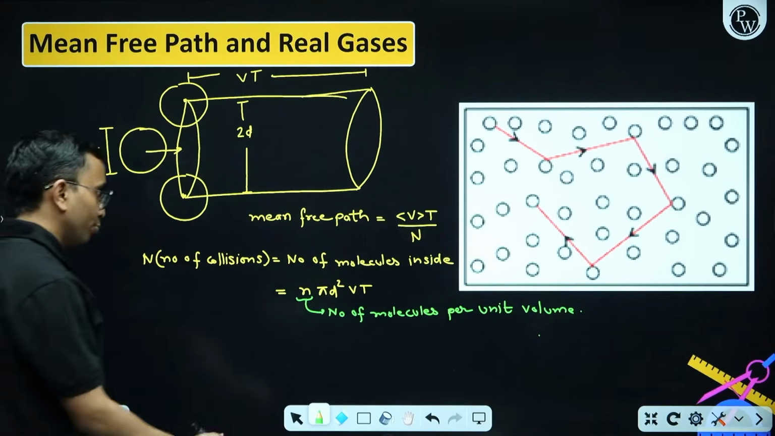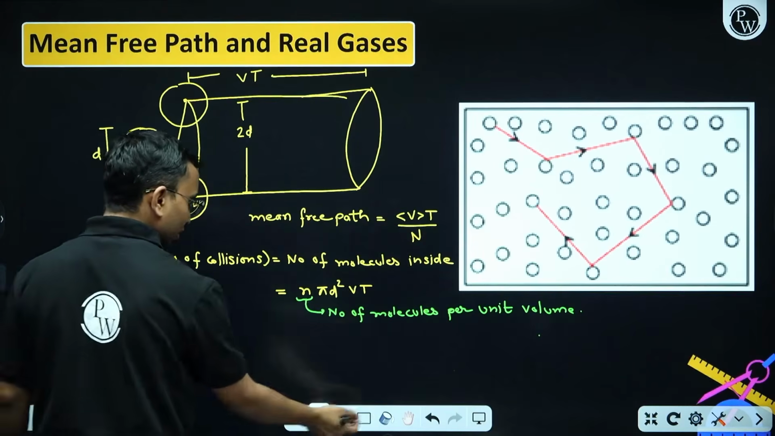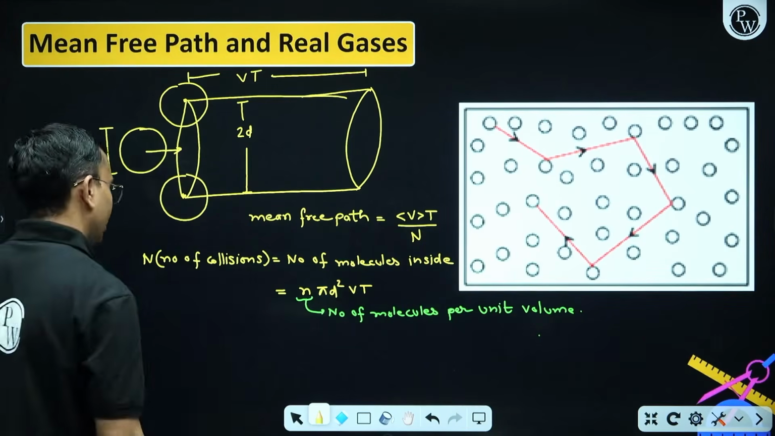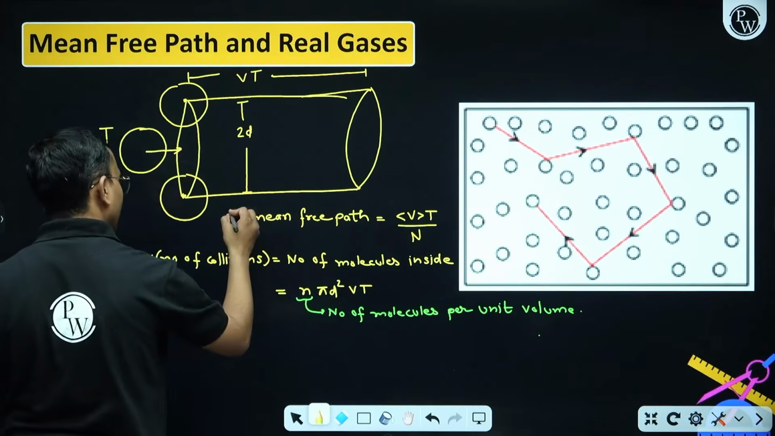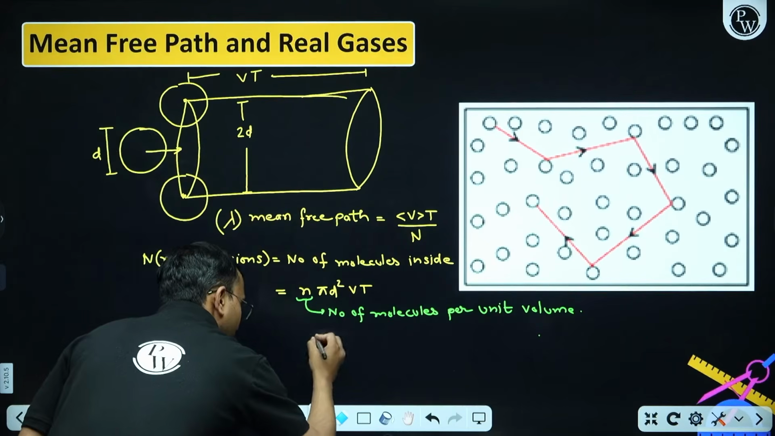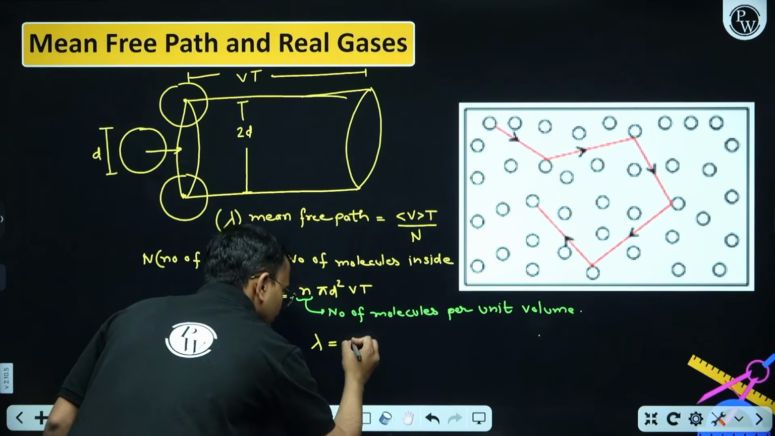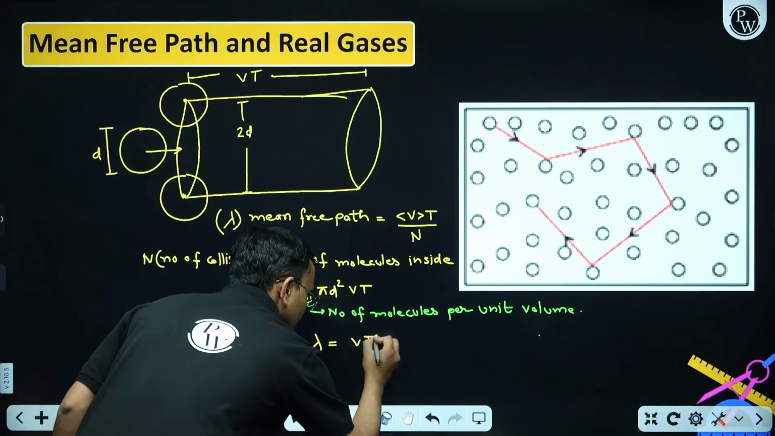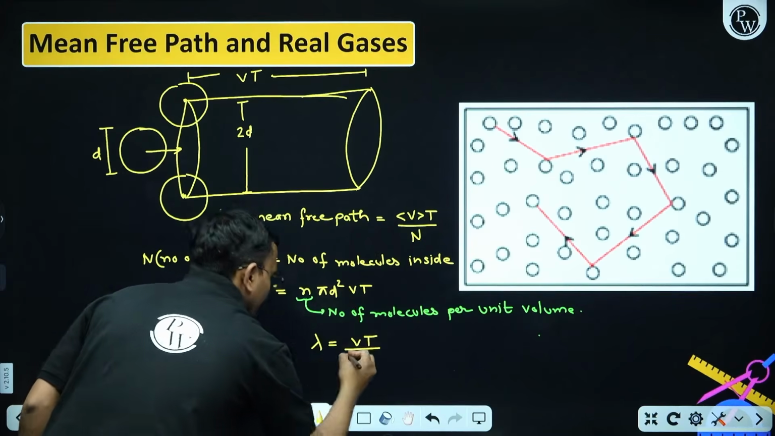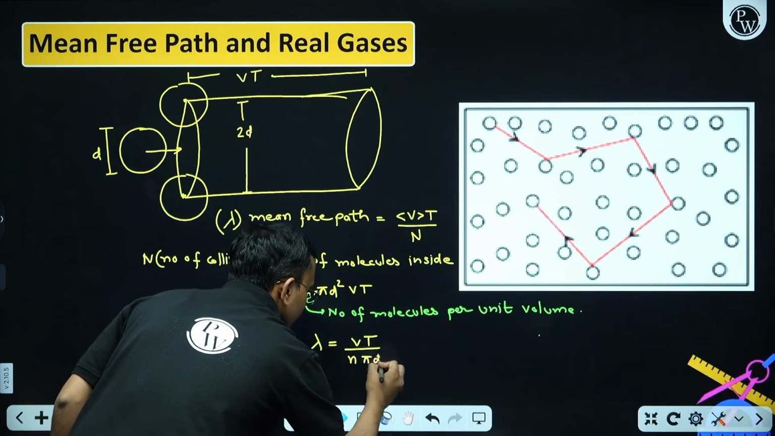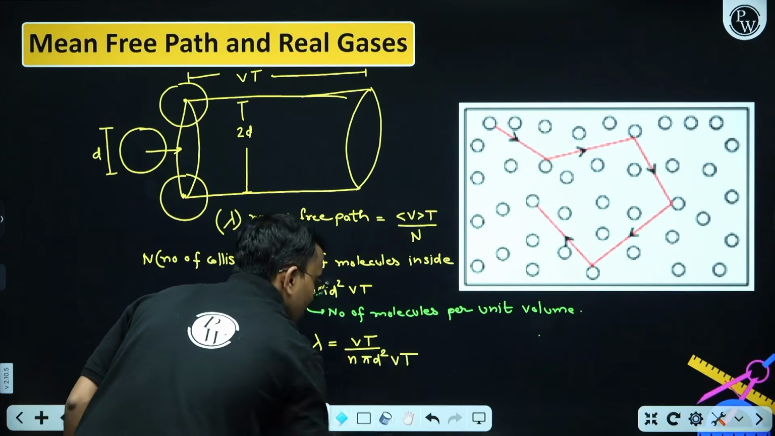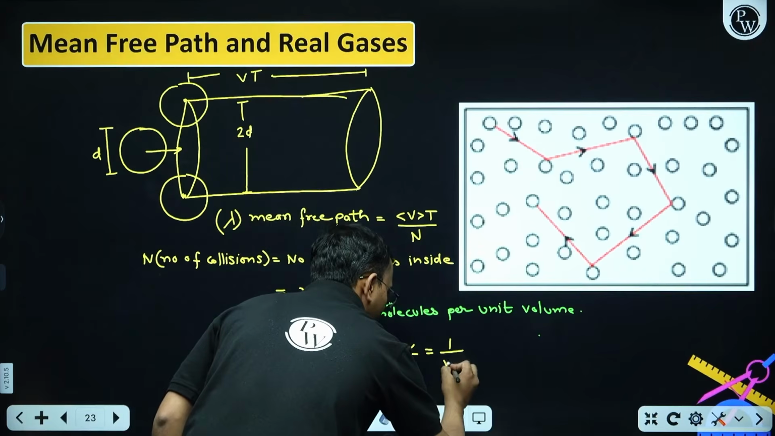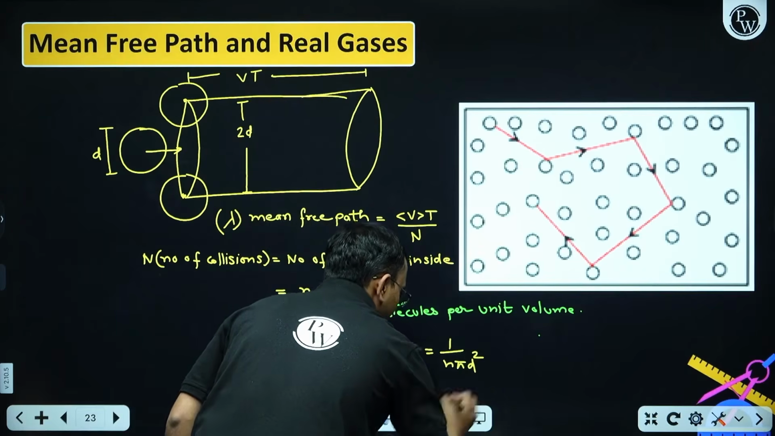Coming back to the mean free path, let us put the things there. The mean free path we denote with lambda. So lambda will be equal to v, where this v means the average speed only, so v into t divided by the number of collisions, which is small n pi d square v into t. So this vt is getting cancelled, and this is 1 by n pi d square.